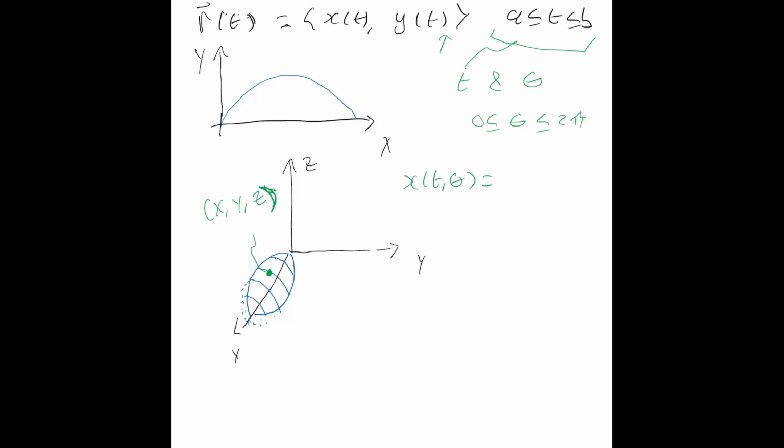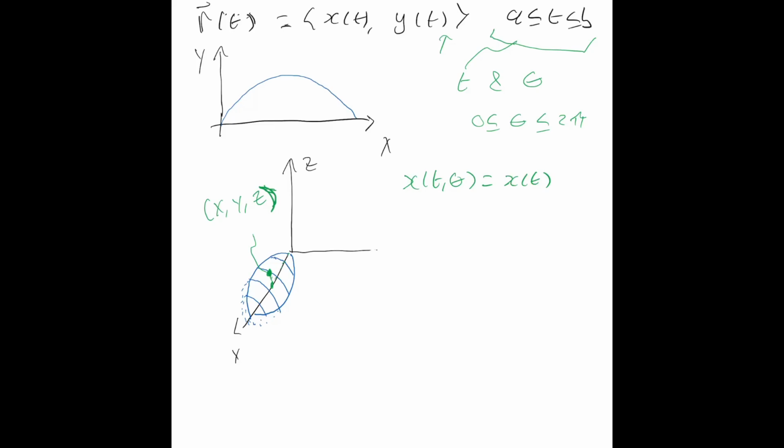Okay, so let's think about this. So what is the x coordinate going to be? Well, the idea is that it's just that point. If I drop a line down to the x-axis, that's going to be the x coordinate. But that's just x of t, where the x of t is coming from the parameterization.